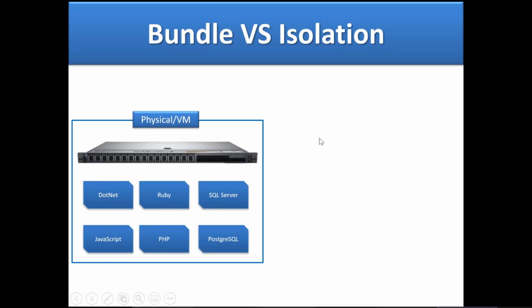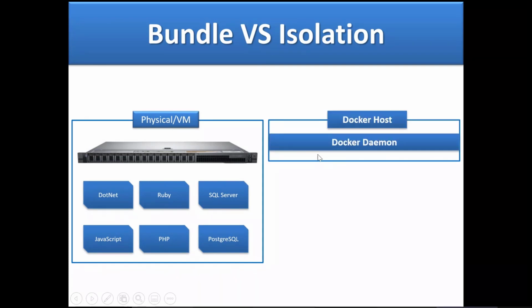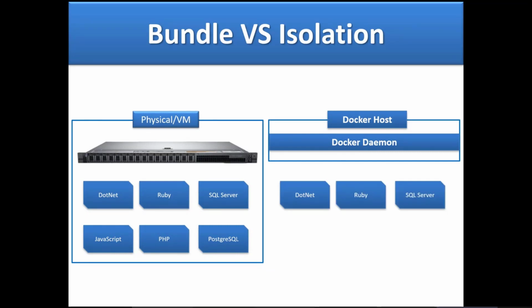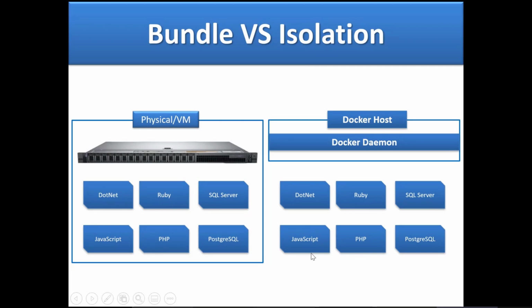So what are the differences between bundles and isolation? If you have your physical server or VM, you have everything installed on it, correct? When it comes to isolation, you have your Docker daemon installed. If you need .NET, you have a package for that. You need Ruby, SQL Server, you have a package for that. If you need, for example, JavaScript, you have one image specific for that. When I say package, it's an image. If you need PHP and you need Postgres, you have a separate image for that.